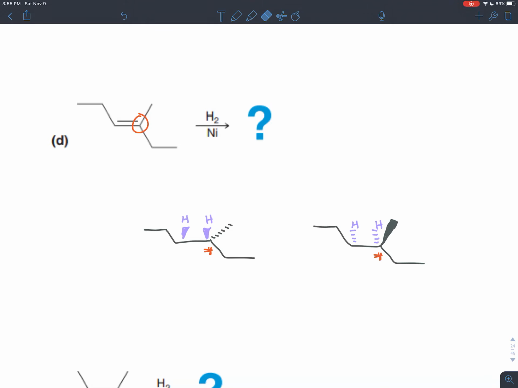Now that we have those drawn in, we can erase the hydrogens, which are implied in the skeletal structure. And these would be your two products. You'd get them in an equal 50-50 racemic mixture if you did this hydrogenation.